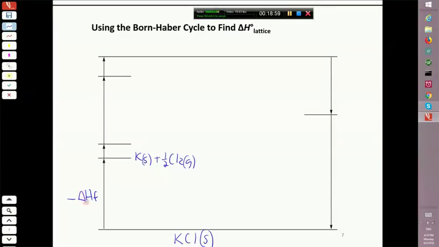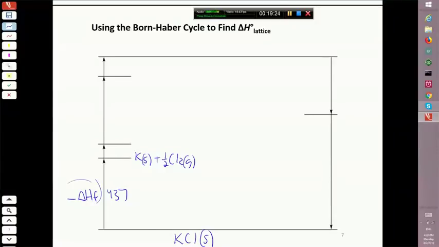This is always going to be the first step in a Born-Haber cycle. This will be invariant for any Born-Haber cycle you put together. You're always going to do this step, and it's always just going to be negative delta H of formation, never modified in any other way. For this compound, we saw that the delta H of formation was minus 437 kilojoules, so the number associated with this step would be positive 437. So it requires us to put energy in to break it up.